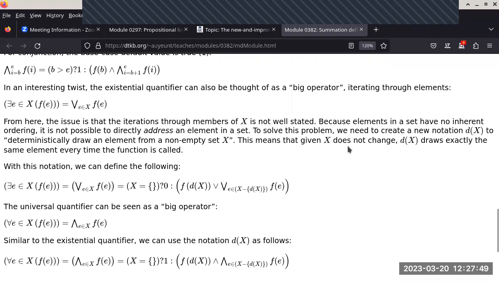So let's take a look at what the D of X notation says. We create a new notation, D of X, to deterministically draw an element from a non-empty set X. What that means is, if X is non-empty and you apply D to the set X, it always returns exactly the same element. That's all it does, okay? It is a very deterministic function. You give it a particular set, you apply the function to the set, it always gives you the same element. That's all it does. Is that concept okay?